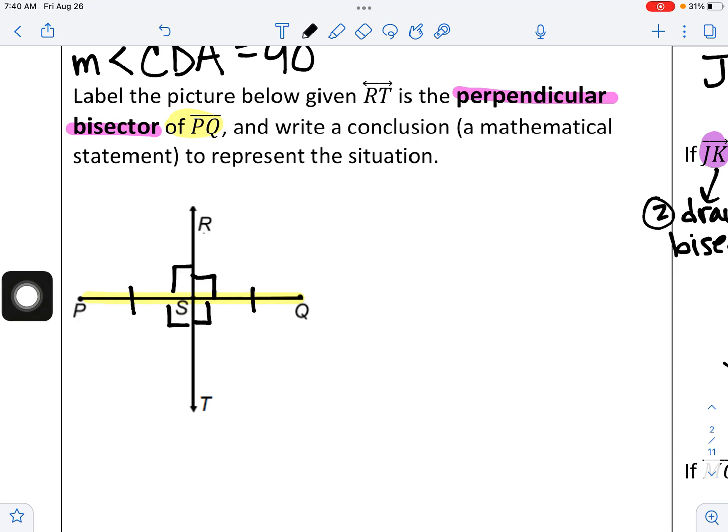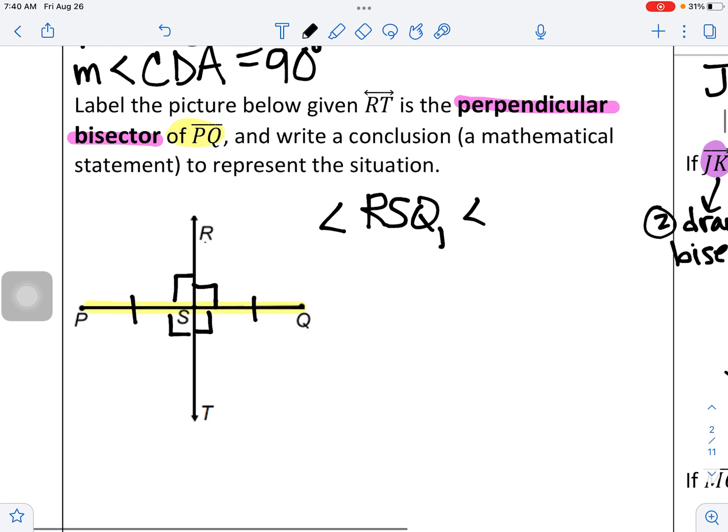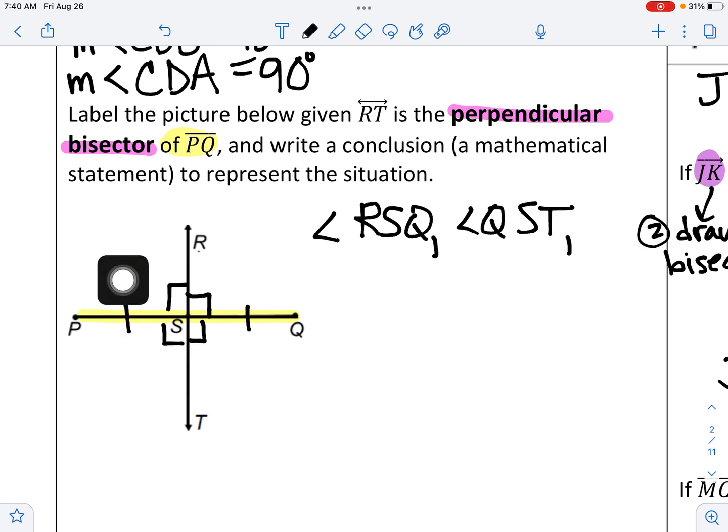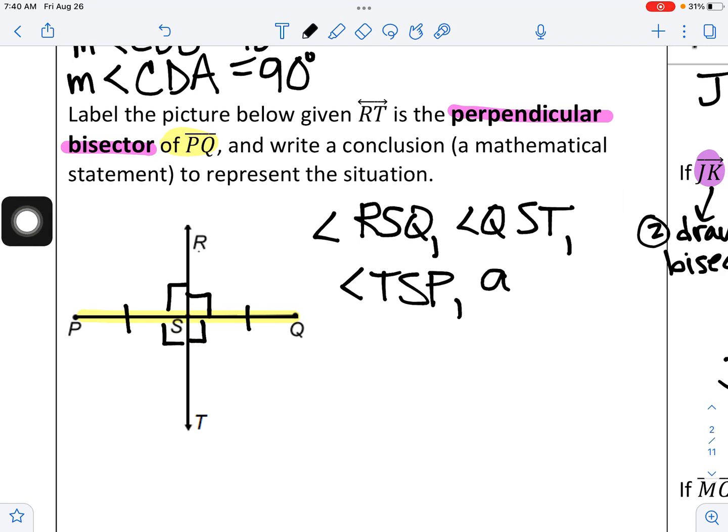So we're going to say that angles RSQ, QST, I'm just working my way around here, angle TSP, and then finally PSR, are right angles.